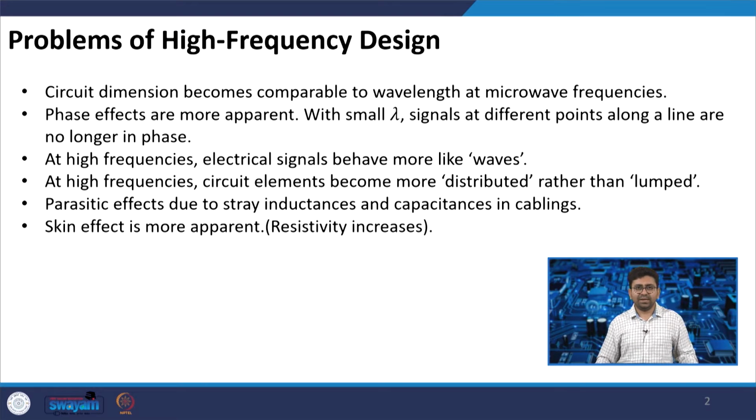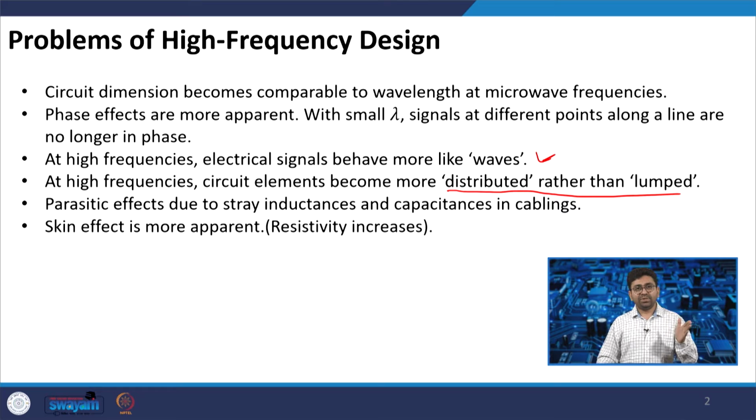At high frequency, circuit dimension becomes comparable to the wavelength at microwave or high frequencies, and because of that, you need to consider the signal not just as an electrical signal, but it will behave like a wave. So, it is more like a wave, and at high frequency circuit elements become more distributed rather than lumped. We will also see some examples of how to differentiate between distributed and lumped elements.